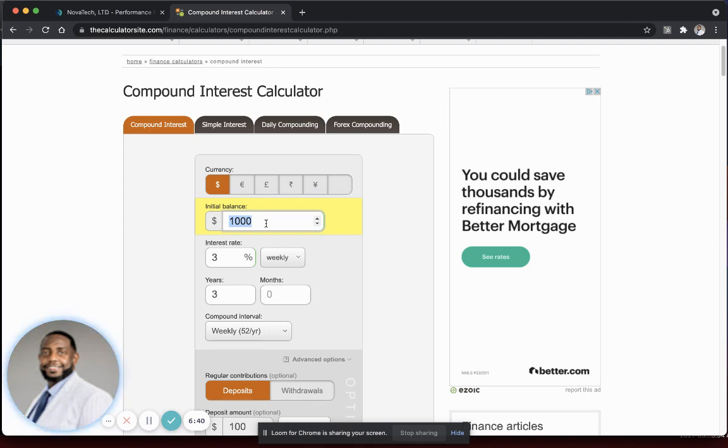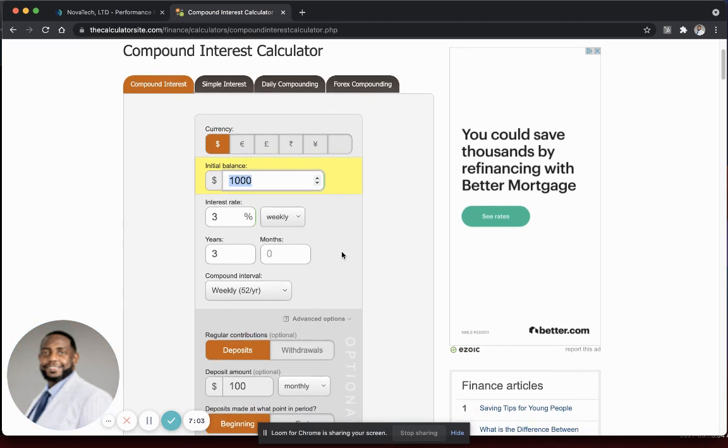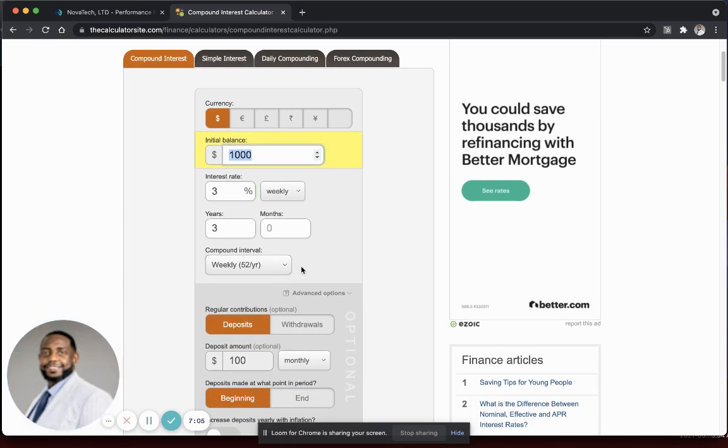If you came in and you put in a $1,000 balance, and then you had a 3% weekly rate. Remember that baseline of 3%? So we're going to say that you're going to be getting 3% on a weekly basis. How many years? We're going to do 3 years. That's our common theme, 3, right? 3 years. You're going to compound your interest every week that you get paid your interest. So that's weekly compounding.